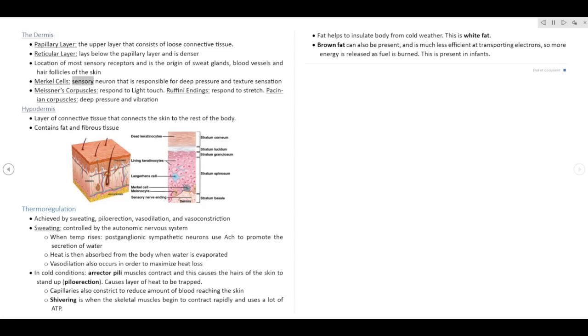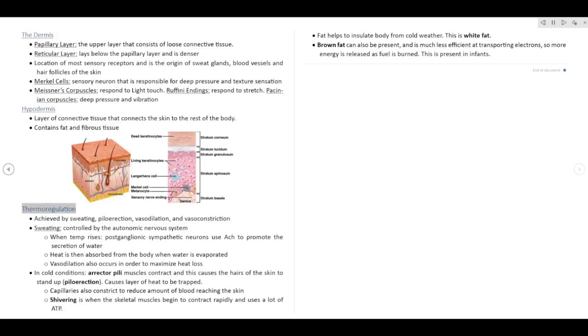Merkel cells, sensory neurons that are responsible for deep pressure and texture sensation. Meissner's corpuscles, respond to light touch. Ruffini endings, respond to stretch. Pacinian corpuscles, deep pressure and vibration. Hypodermis. Layer of connective tissue that connects the skin to the rest of the body. Contains fat and fibrous tissue.